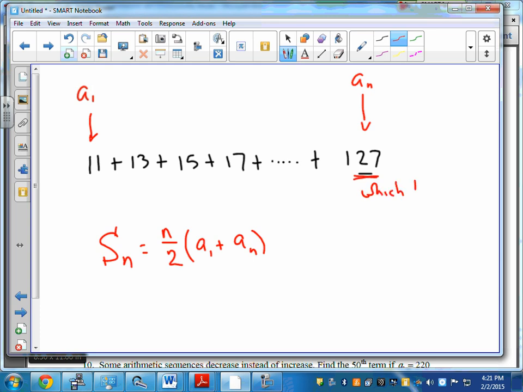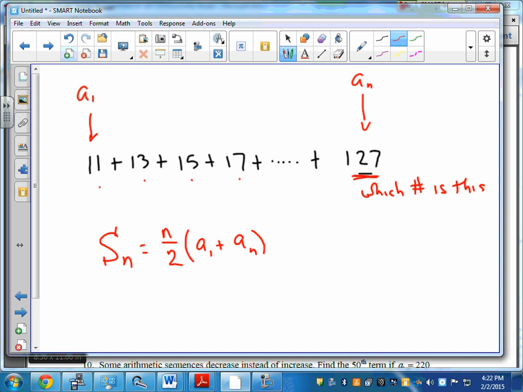Which number is this? It's certainly not the 10th term: 1, 2, 3, 4, 5 would be 19, 6 would be 21, 7 would be 23, 8 would be 25, 9 would be 27. This is 127. Which number is this?